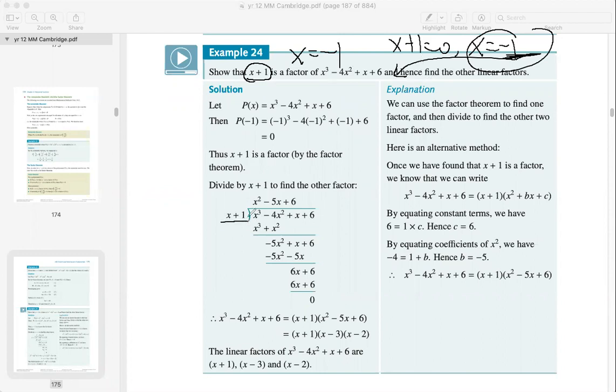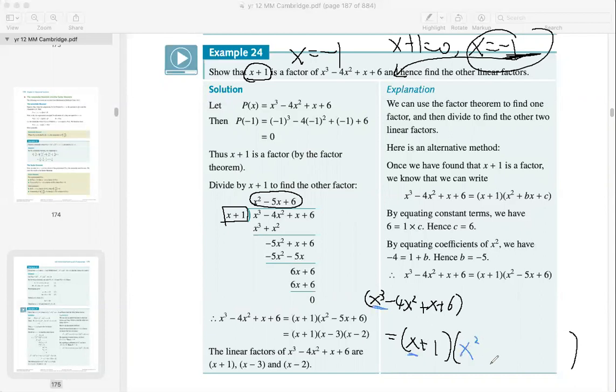After that, you can do the long division. If you don't want to do long division, I can show you the equating coefficients way. So x cubed minus 4x squared plus x plus 6 must be equal to x plus 1 times something, right? By inspection, we know it's x cubed, and this one is x, so it can only be x squared to make the right-hand side equal to the left-hand side.